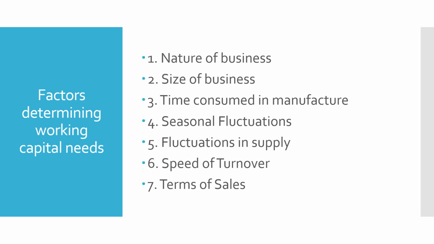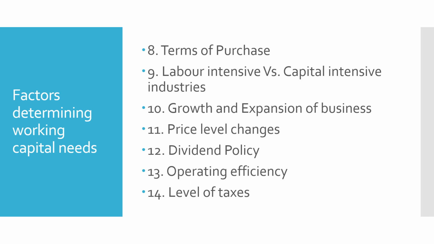And the seventh one, terms of sales. Liberal credit sales will result in locking up of funds in sundry debtors. Hence, a company which allows liberal credit will need more working capital than a company which observes strict credit norms. And the next is terms of purchase. Working capital requirements are also affected by credit facilities enjoyed by the company. A company enjoying liberal credit facilities from its suppliers will need a lower amount of working capital. But a company which has to purchase only for cash will need more working capital.